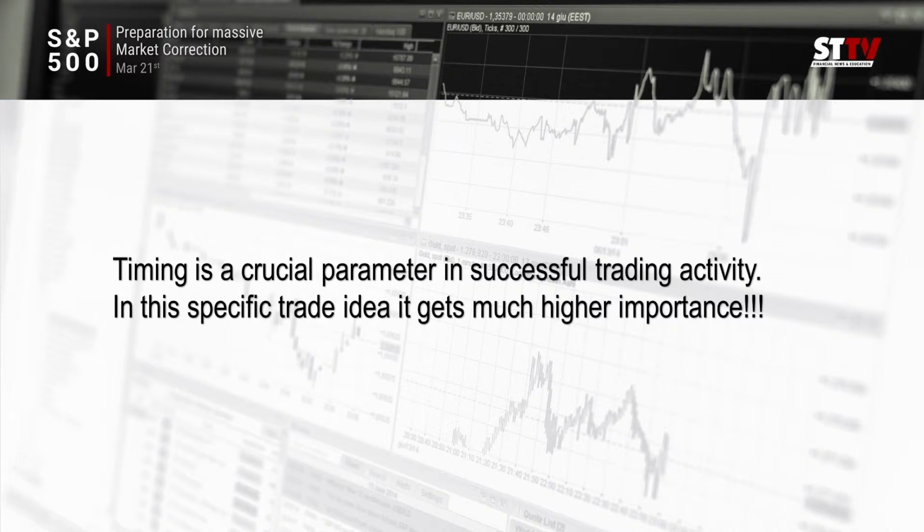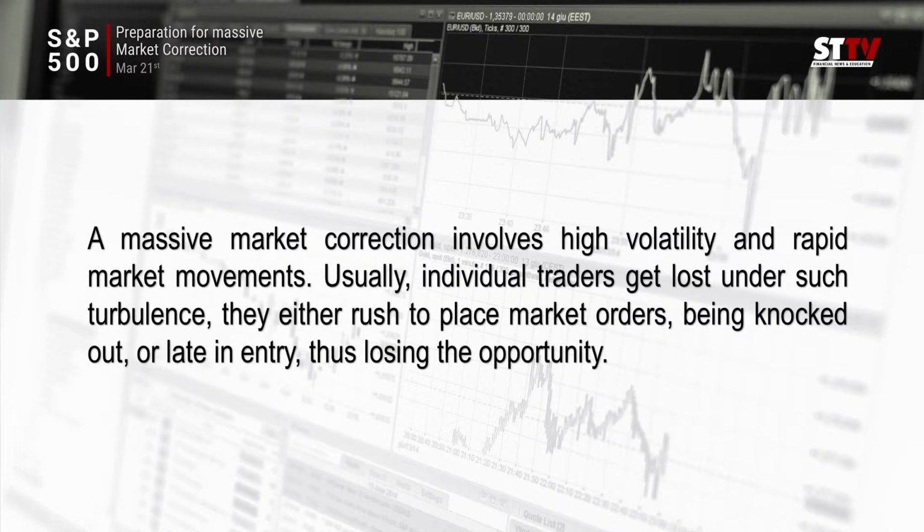Timing is a crucial parameter in successful trading activity. In this specific trade idea, it gets much higher importance. Usually a massive market correction involves high volatility and rapid market movements. Usually individual traders get lost under such turbulence. They either rush to place a market order, being knocked out, or are late in entry, thus losing the opportunity.